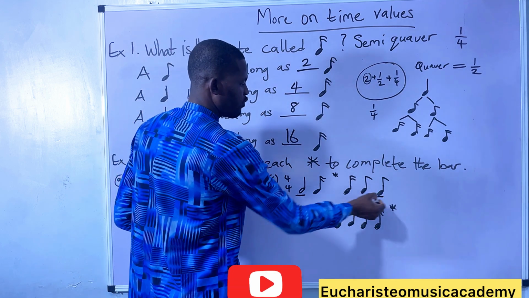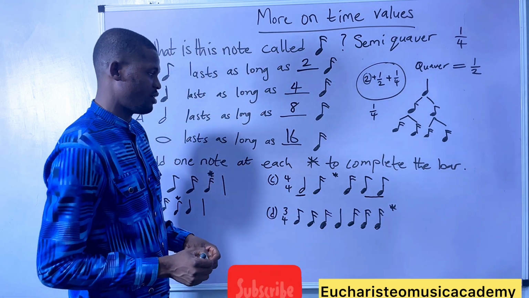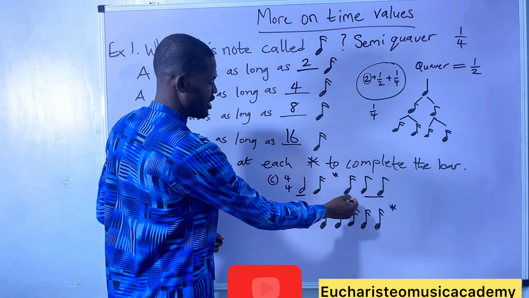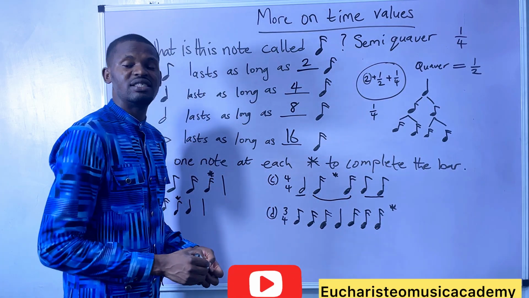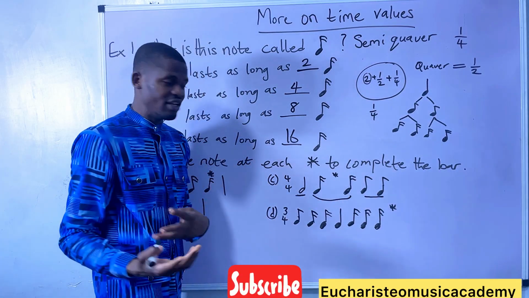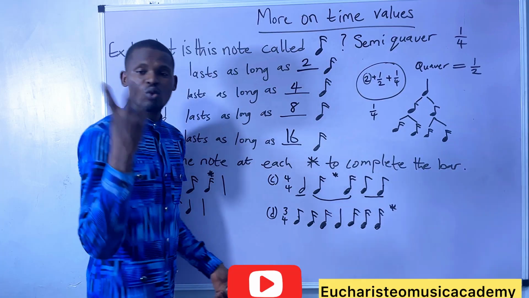This 2 here will give us 1 beat. We already have 3 beats already. It means that from here to this place should make up 1 beat. We have 2 beats already. This 2 will give us 1 beat. That's 3. It means that from here to here should give us 1 beat.